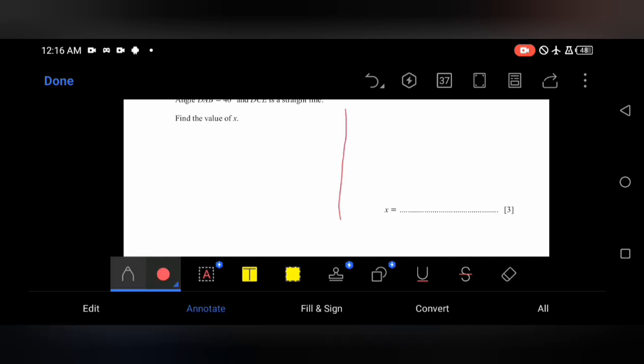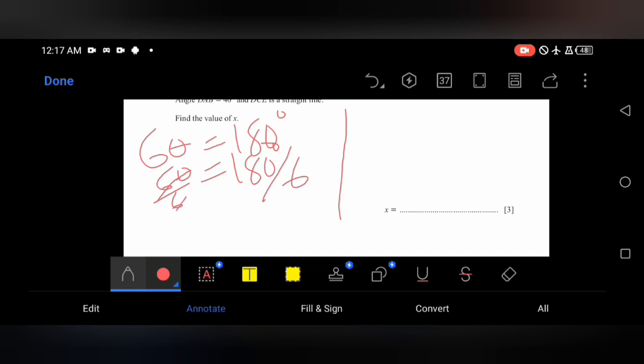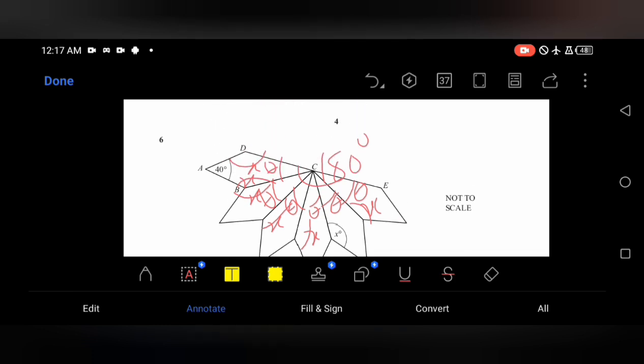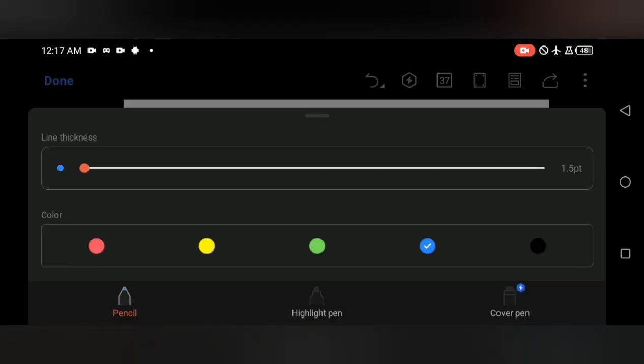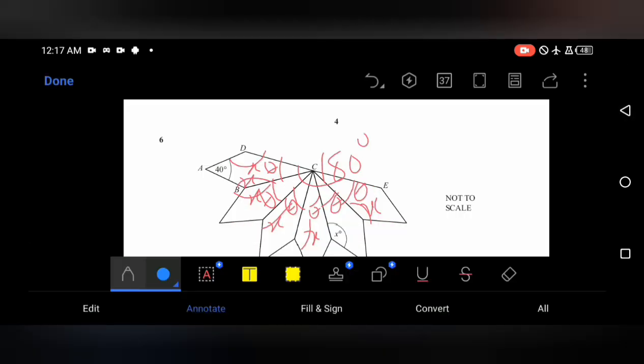Now, since this is a straight line which equals 180 degrees, 6 theta equals 180 degrees. Dividing both sides by 6, 6 theta divided by 6 equals 180 degrees divided by 6. Now, it means that the value of theta equals 30 degrees. Since we know the value of theta, let's go back to the angle. We know that angle DCB, which is theta, is now equal to 30 degrees.